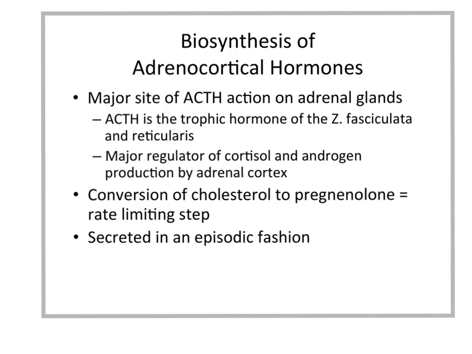So to summarize in this slide, ACTH has a major action on the adrenal glands, particularly on the adrenal cortex, and stimulates the zona fasciculata and reticularis from the standpoint of it being trophic. That means it can hypertrophy or plump up those sections of the adrenal cortex. And secondarily, of course, it's regulating the production and secretion of both cortisol or corticosteroids and androgens.